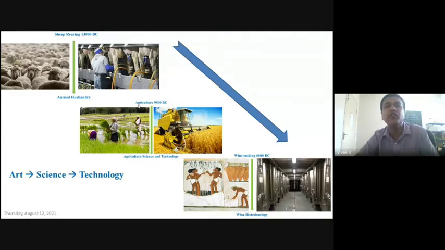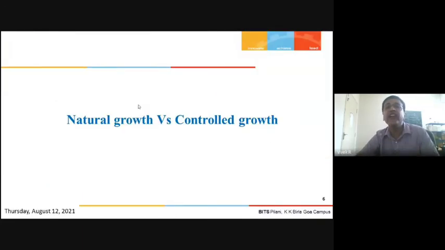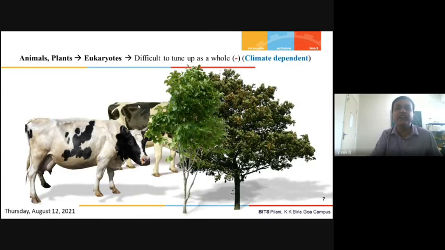We don't have better control over such macro organisms or macro species, which we have been cultivating for ages. But on the other hand, when we come to the microbial world, we as users are the ones who control the entire process from outside. We have better control, because these are present in the form of single cells, or you see them as small tissues, but not as complicated as in the case of natural growth. So you have to basically understand this.